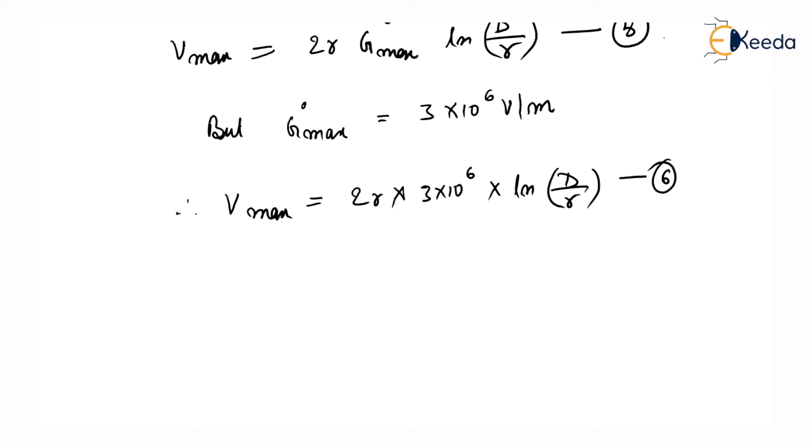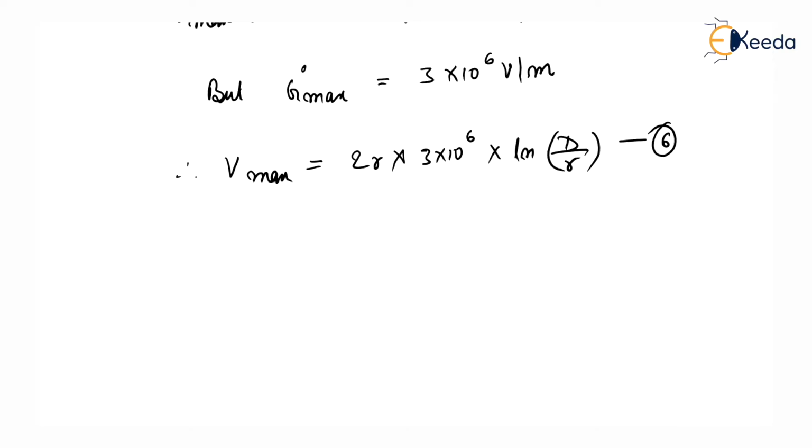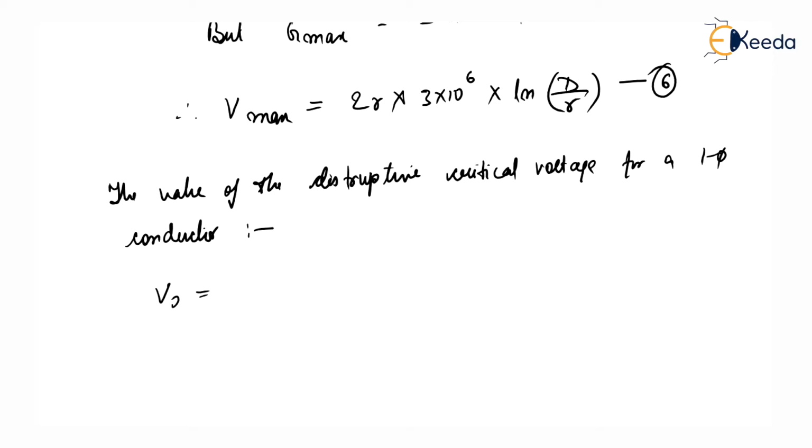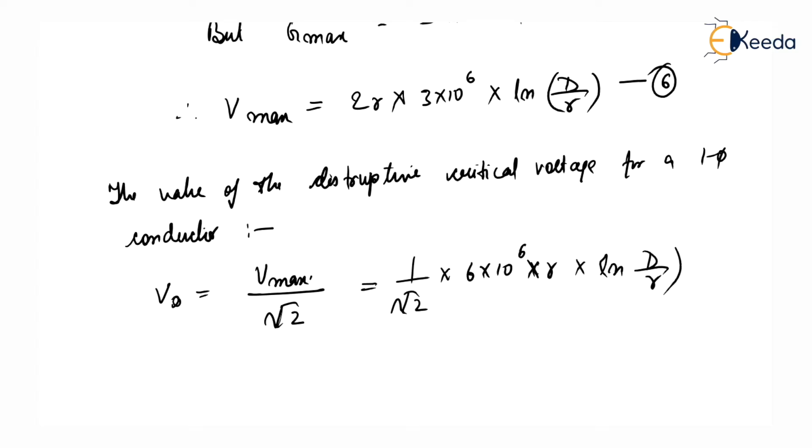Now, the RMS value of the disruptive critical voltage for a single phase conductor is given by V naught, which is equal to V max by root 2. So we can write it as 1 by root 2 into, see, 2 into 3 is 6, so 6 into 10 to the power 6 into r into log d by r. This is equation number 7.